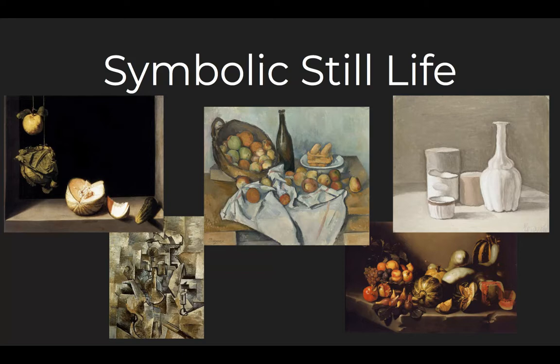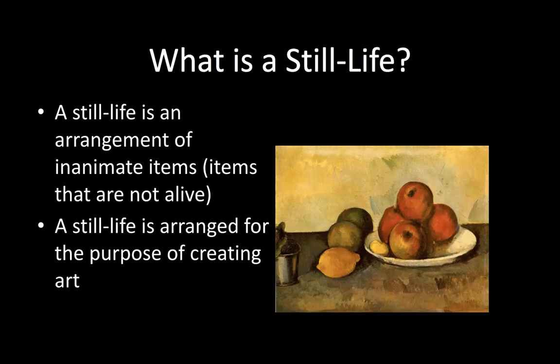Well, all of these examples that you see on this screen are examples of still lifes by famous artists. A still life is an arrangement of inanimate objects or items, and it's arranged for the purpose of creating art. Inanimate means items that are not alive. The only exception to this would be flowers or plants that are often featured in still lifes. Generally, though, it's items that are not moving.